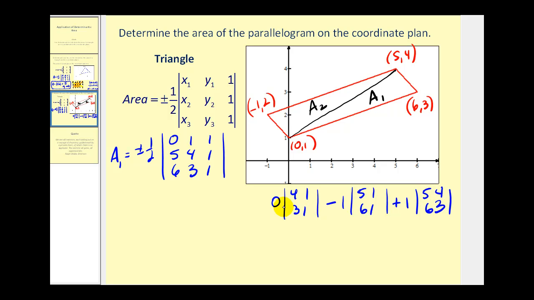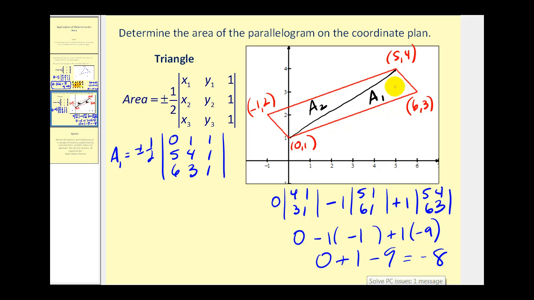Let's see what this gives us. Well, of course, this would be 0 minus 1 times, this will be 5 minus 6, so negative 1, plus 1 times, this will be 15 minus 24, that'll be negative 9. So we'll have 0 plus 1 minus 9 equals negative 8. So since the area of this triangle is obviously positive, the area is going to equal negative 1/2 times negative 8. So the area of one of the triangles is equal to 4.